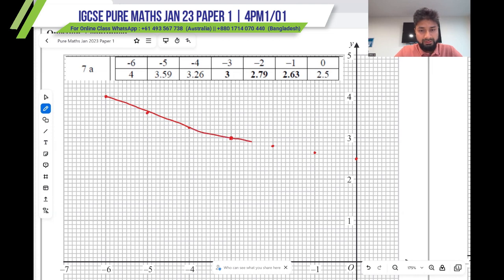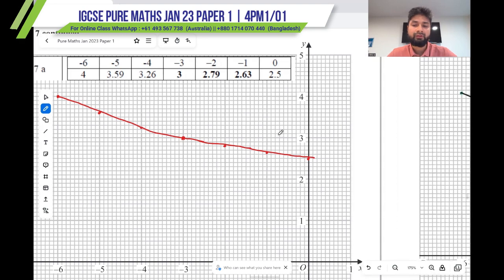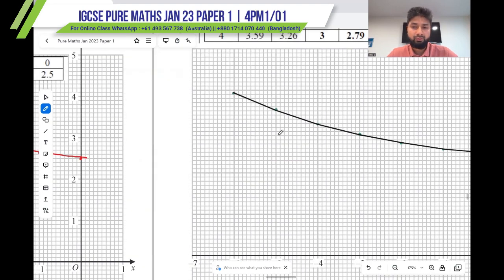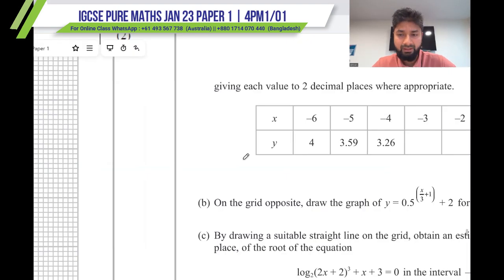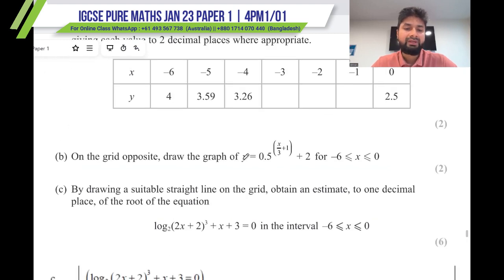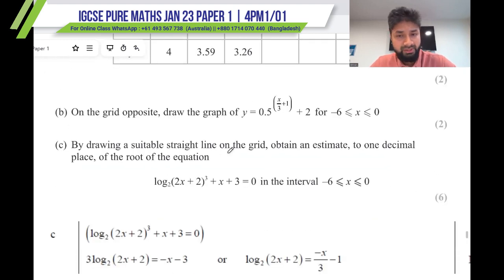So you have to draw a smooth line. As I'm using a graphics tab, this will not be smooth. When you draw a smooth line, it will be something like this. Now let's move to the next question, where it says, by drawing a suitable straight line on the grid, obtain an estimate to 1 decimal place of the root of the equation.